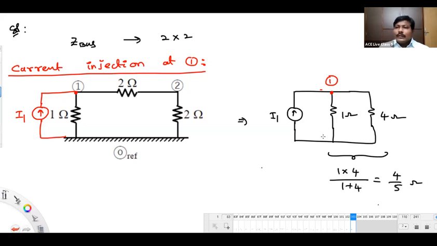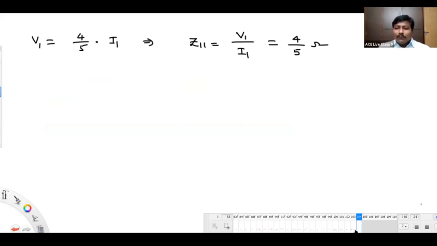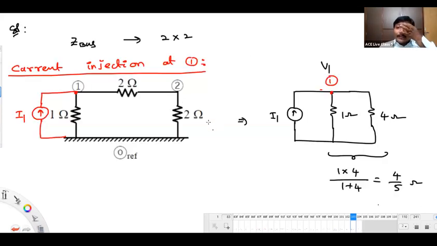Then what's the value of V1 I can say? Bus 1 voltage is nothing but I1 into 4 by 5. From that one, we can get the Z11 number. Very simple thing. Kindly follow it. So voltage V1 comes to 4 by 5 times I1. Z11 is nothing but voltage V1 by current I1, which is 4 by 5 ohms, with bus 2 open circuited.